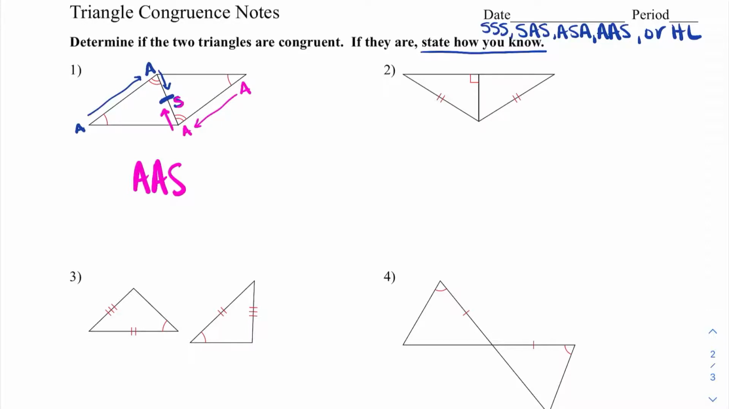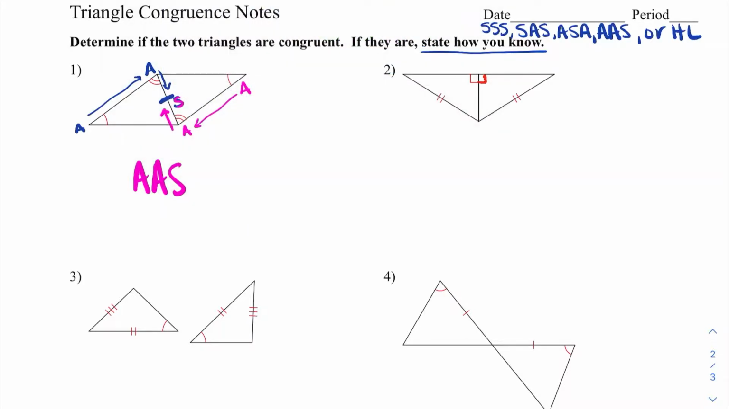So looking at number 2, the first thing that I notice is that the left-hand triangle is a right triangle, which will also make the right-hand triangle a right triangle due to the fact that this top line is a straight line, so both of those angles are 90 degrees. So recall when you have a right triangle that HL is a pretty likely possibility. It's not always necessarily going to be HL, but it's at least something to make sure you look for.